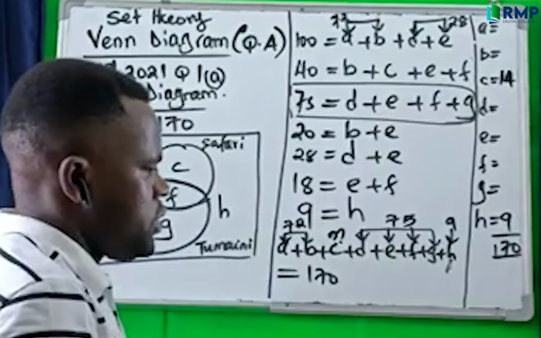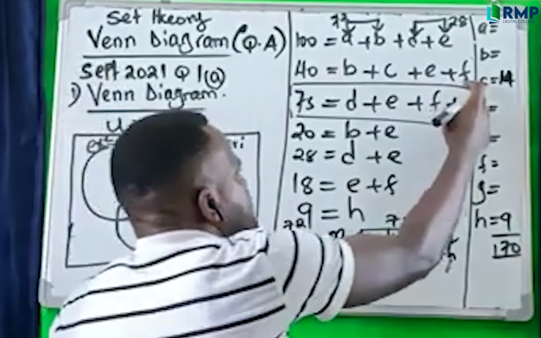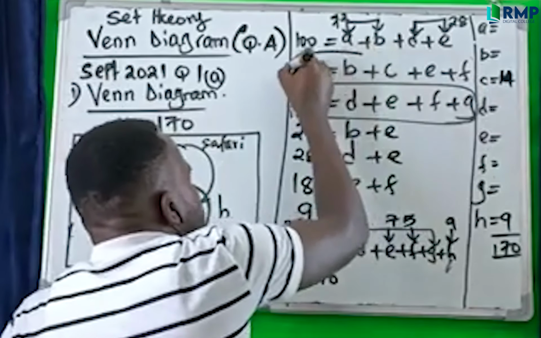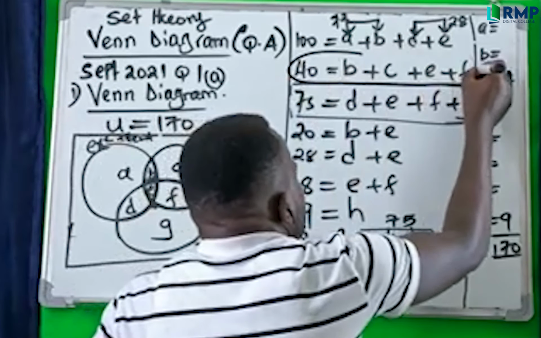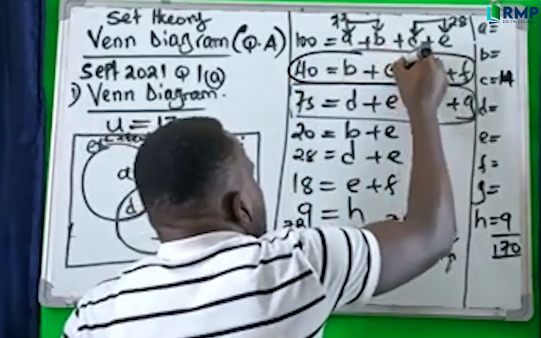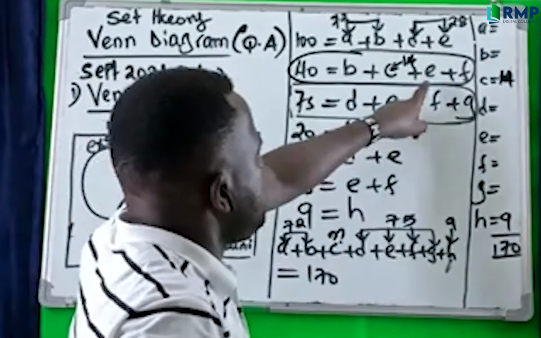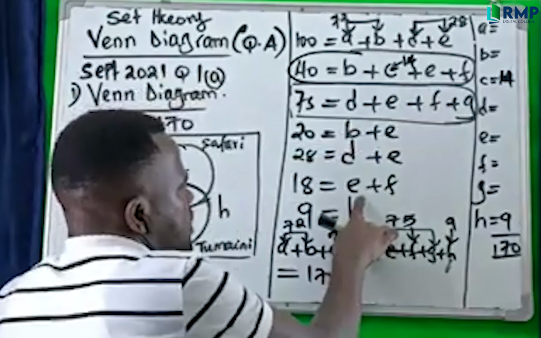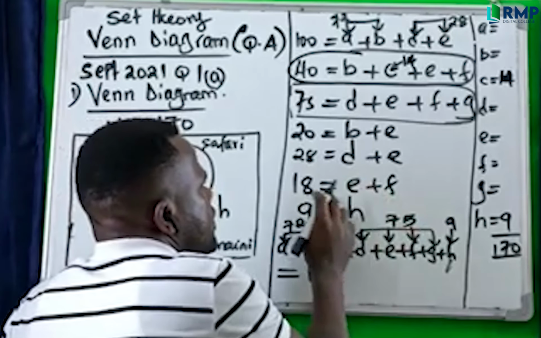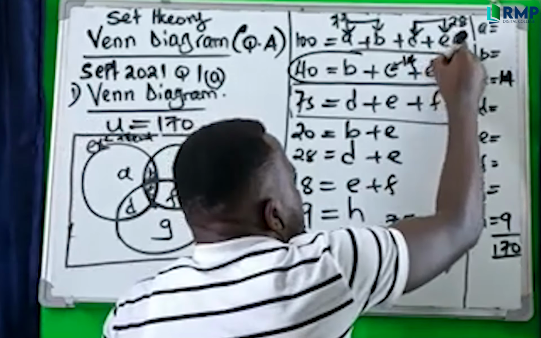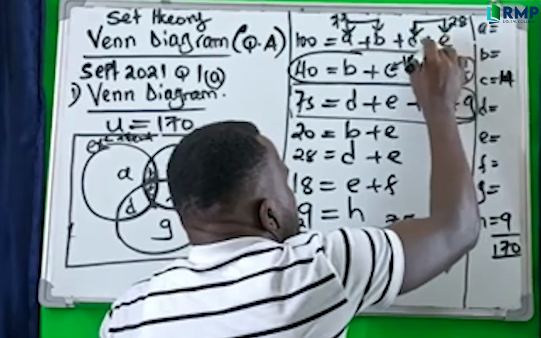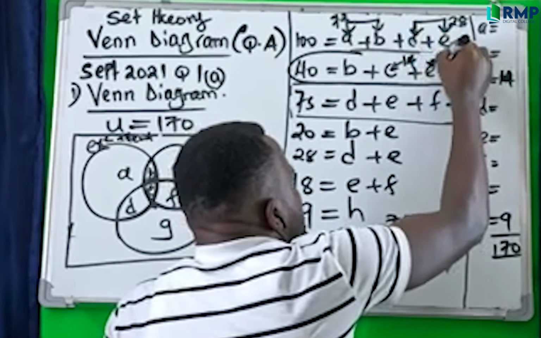C is 14. I'll put there C 14. Now which equation has that as C? This equation there is C here, and my C is 14. So which unknown can I get? E and F, do I have them? Yes, E and F, the two is 18. I put these two here. The value is 18 of E and F.